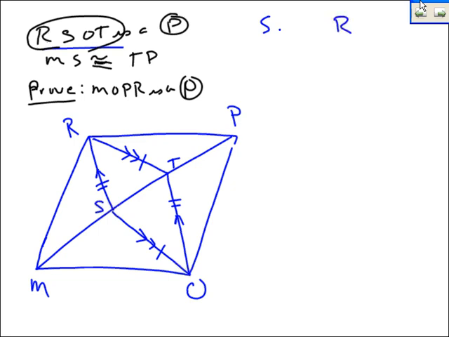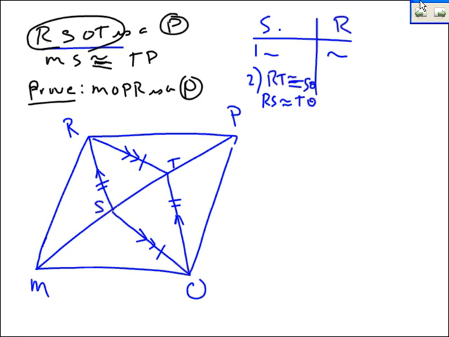Statement, reasons. The first one, we know, the givens. Number 2, RT is congruent to SO. And RS is congruent to TO. The reason: properties of a parallelogram. That is, opposite sides are equal.